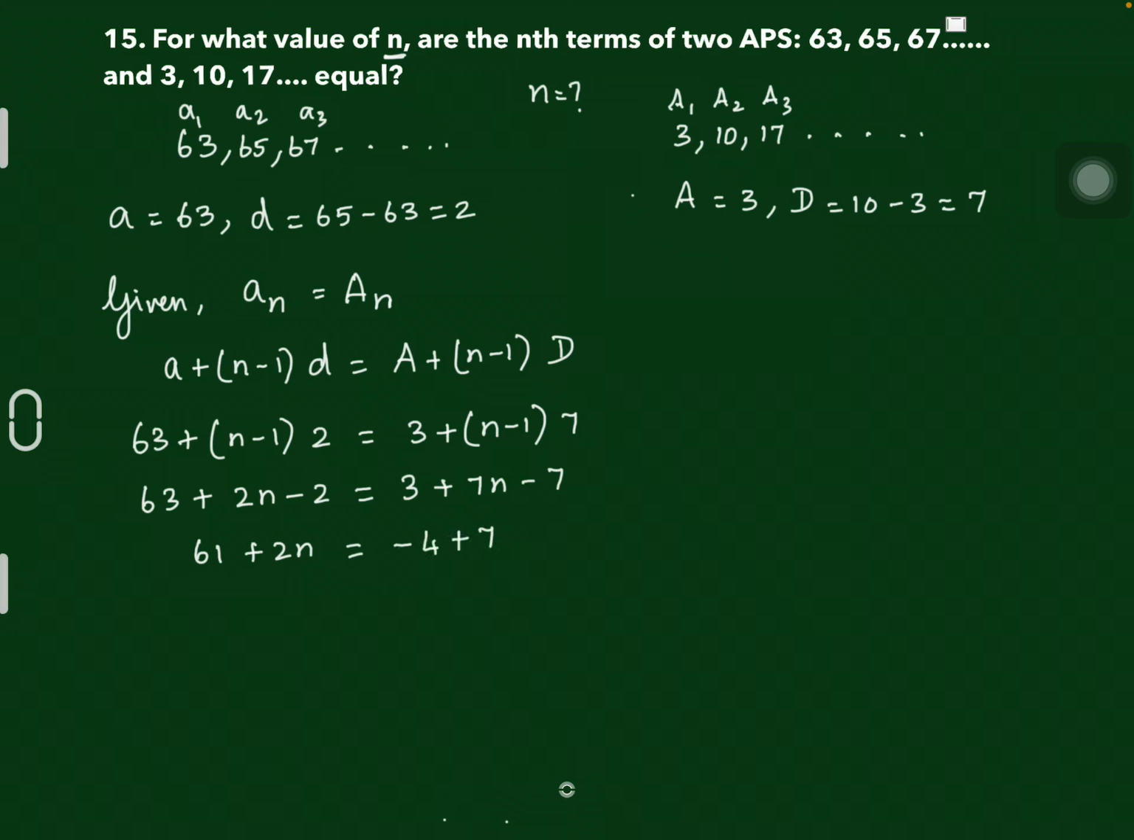Take n to one side and constants to the other side. So, 61 minus 4 comes this side, it becomes plus 4, that is equal to 7n, and 2n goes that side as minus 2n. What is 61 plus 4?